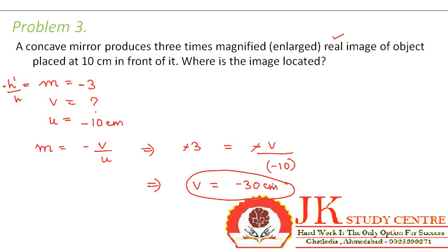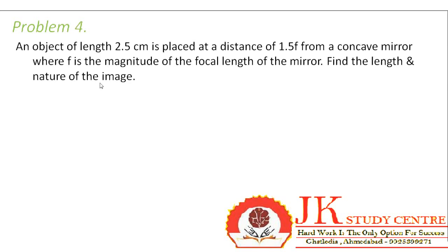That means the image will be formed at a distance of 30 centimeters from the pole, and it will be formed towards the left hand side of the pole, right? So please take care to put the sign convention consistently everywhere. Here it talked about a real image, so you should put the magnification as negative because a real image always means an inverted image. A virtual image would mean an erect image, so in that case we will put magnification as positive. Let us look at the fourth problem.